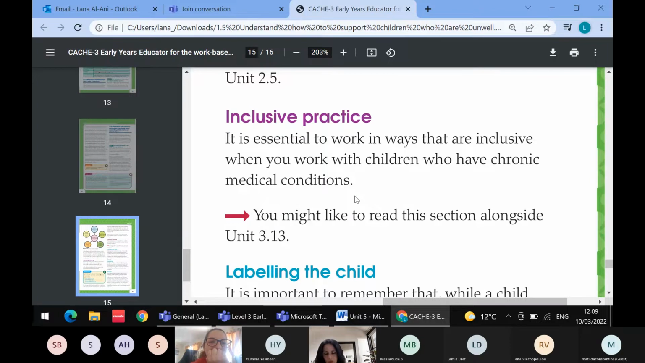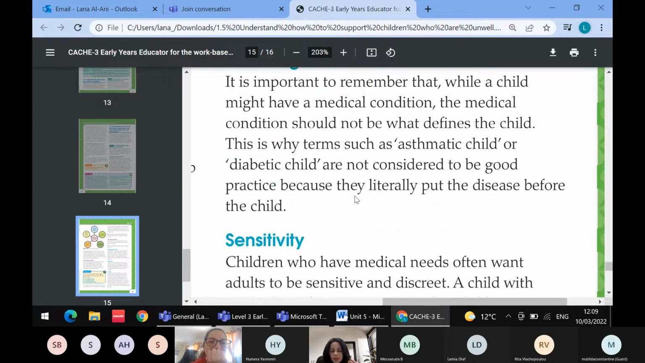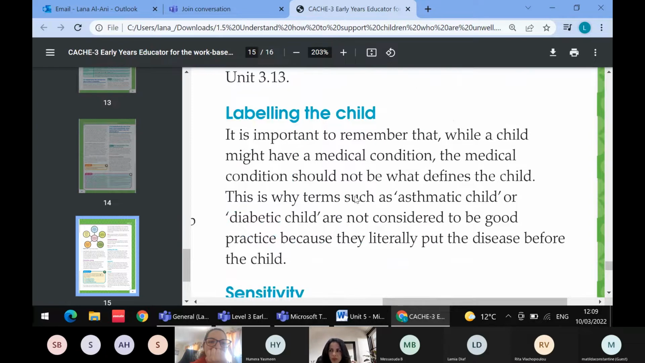So what would you do? First of all, you shouldn't be labeling the child. What does it mean, labeling the child? You say, this child with the asthma, can you take care of him? That's labeling. It is discriminatory. It's not allowed in childcare. Or you say, this diabetic child, can you take care of him? Can you give the diabetic child the insulin injection today instead of me? I'm not coming. This is labeling. It's not allowed.